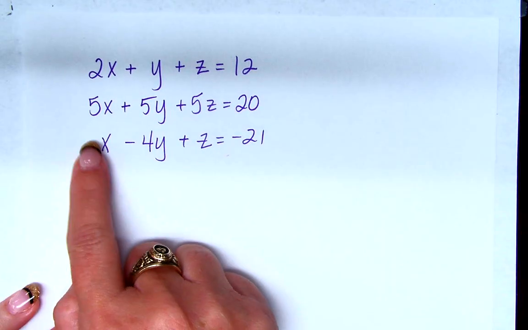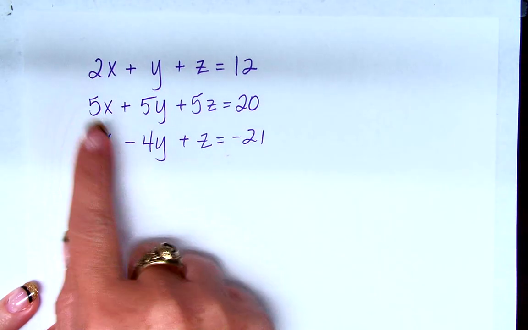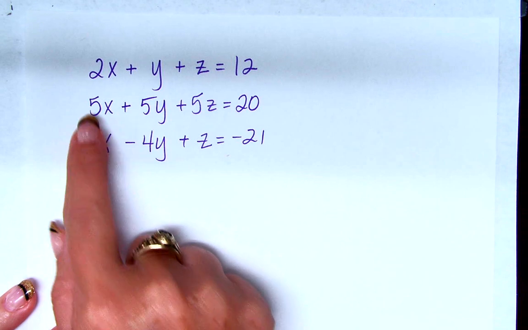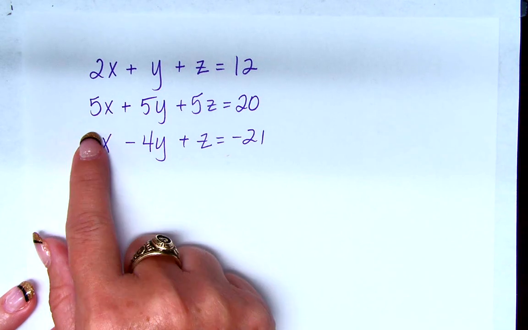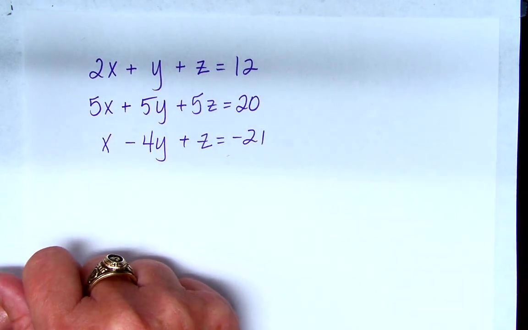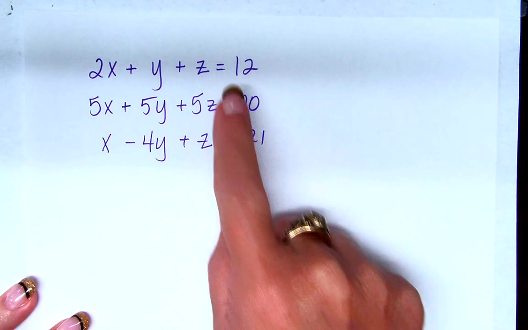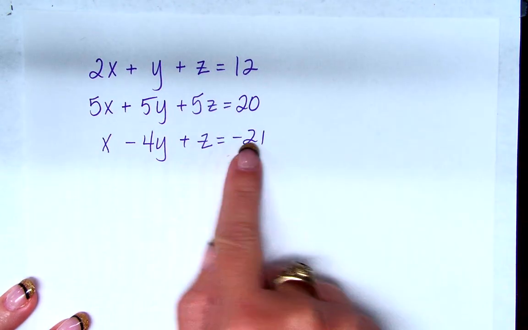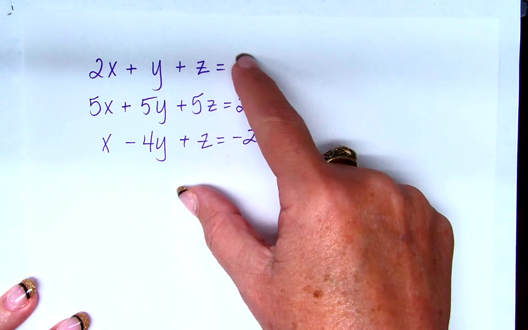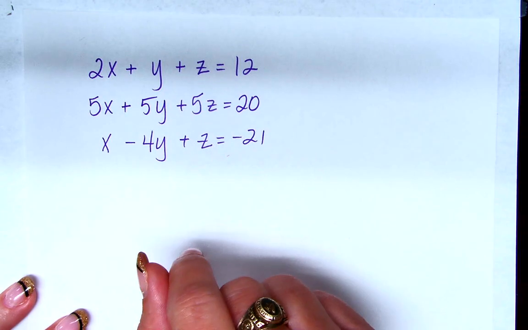You'd have to multiply this by negative 2 to combine it with the top, and then you'd have to multiply this by negative 5 to combine it with the middle. Oh, we can just do negative 1 the first time and then 5 with that. Yeah. For z's, we'd have to multiply one of these two by a negative to combine them, and then we'd have to multiply one of these two by a negative 5 to combine them.